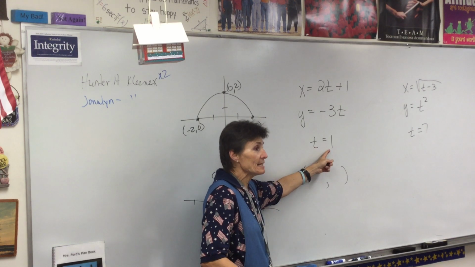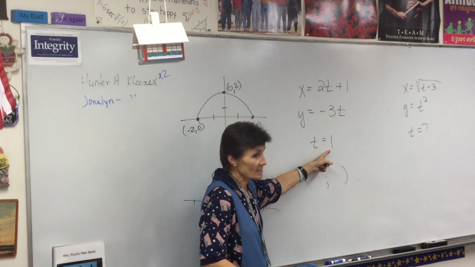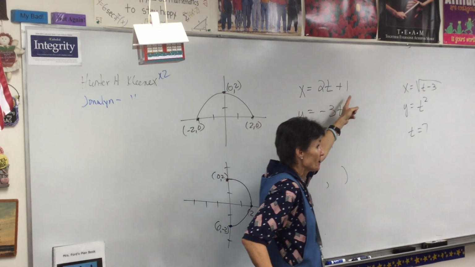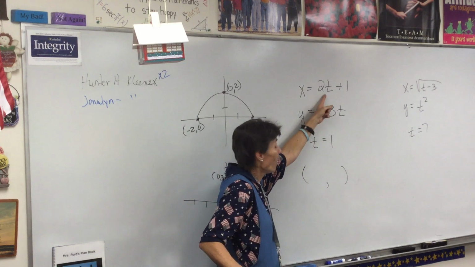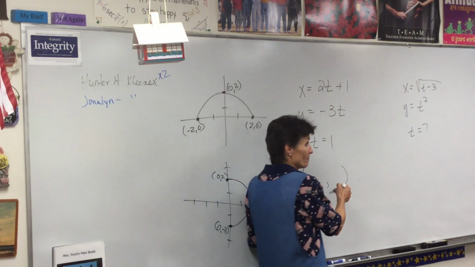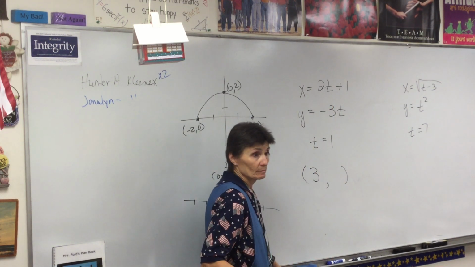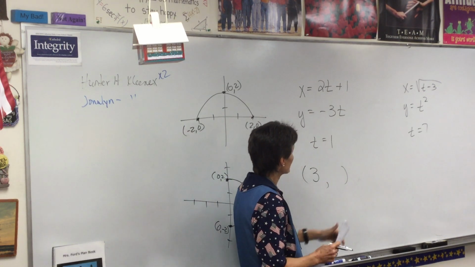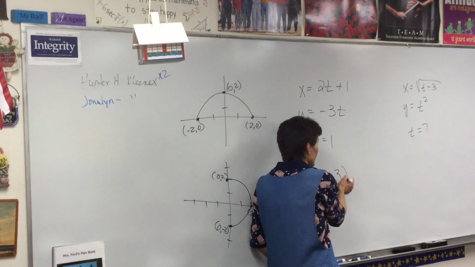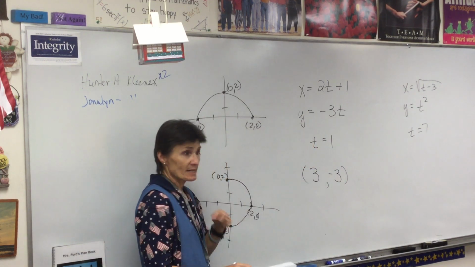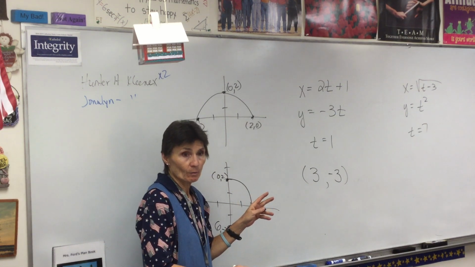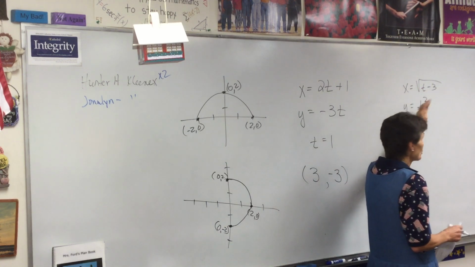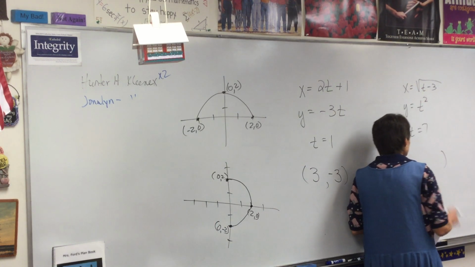You are told that t is 1. This is easy. If x is 2t plus 1, but t is 1, then x must be 3. And if y is negative 3t, but t is 1, then y must be negative 3. This is simple. You're just plugging in whatever t value they give you. So over here, they're scarier equations, but it doesn't matter. You do the same thing.